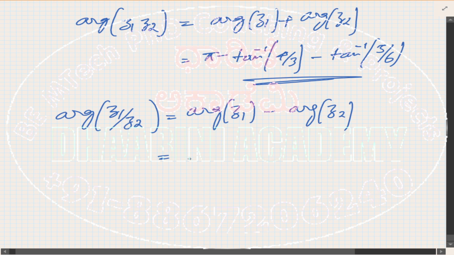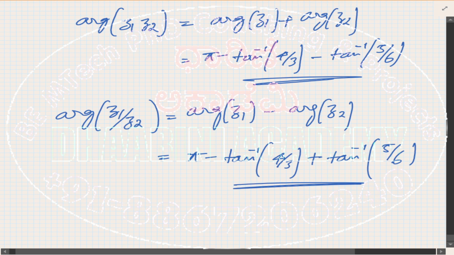So arg Z1 is nothing but pi minus tan inverse of 4 by 3. Minus of that minus, which is already a negative, it becomes plus. All right, so this is tan inverse of 5 by 6 is the answer. See, this is also an angle.